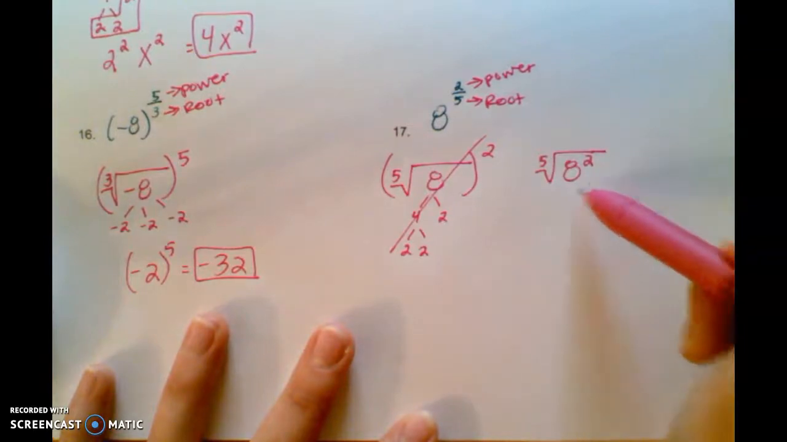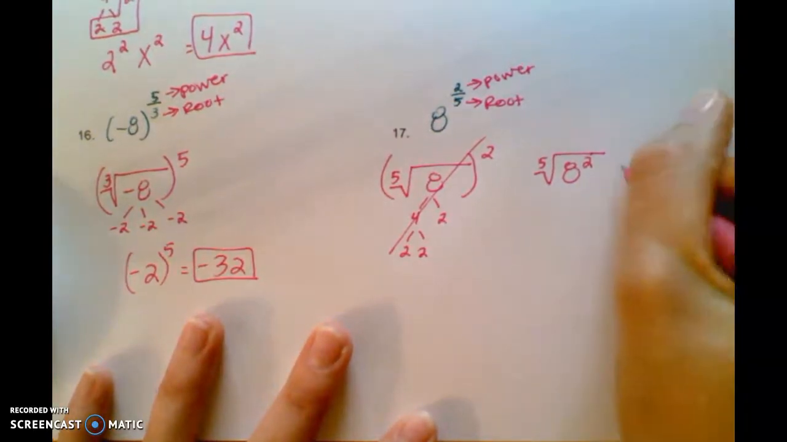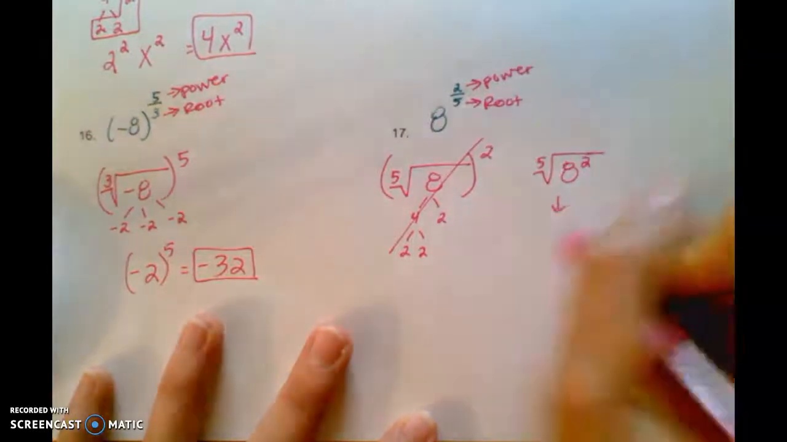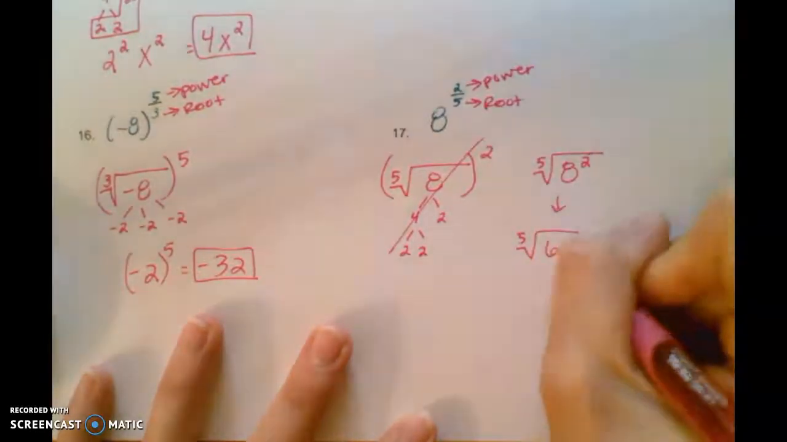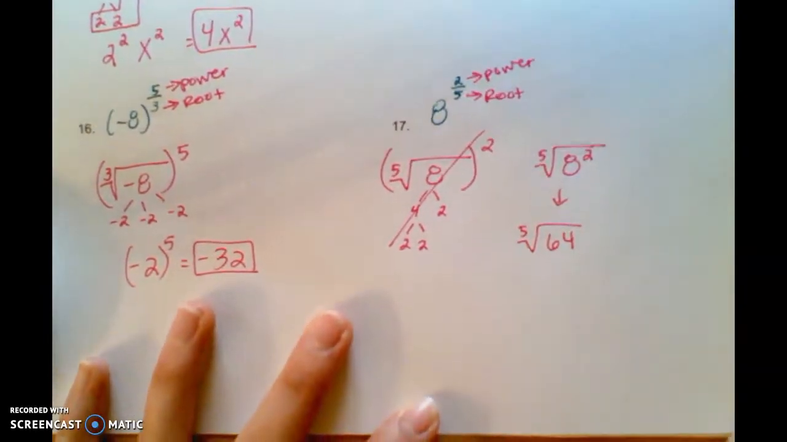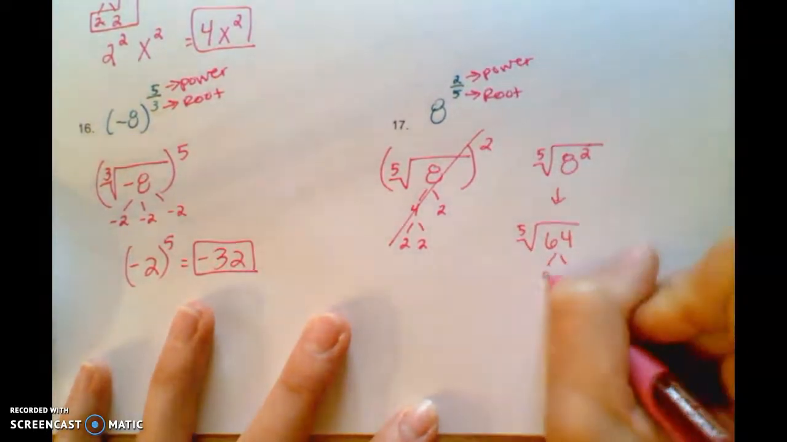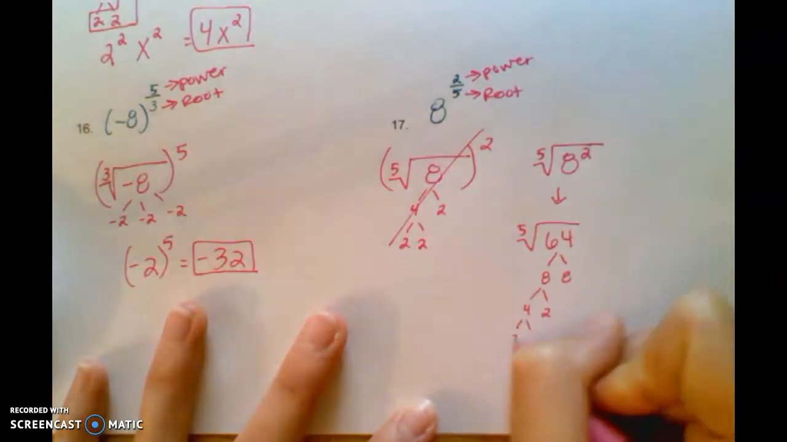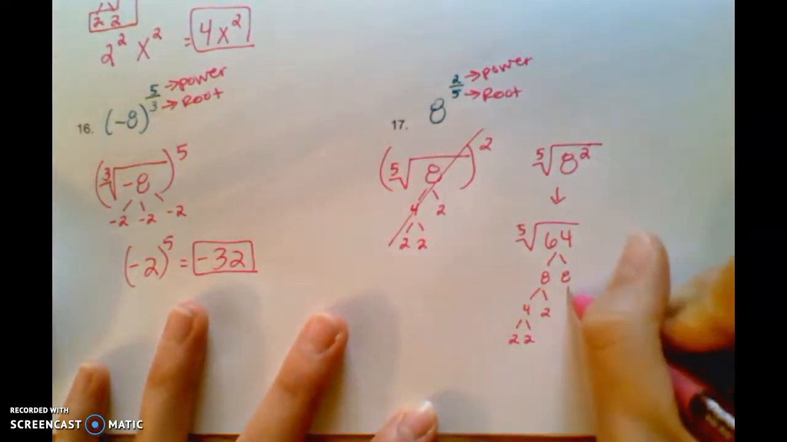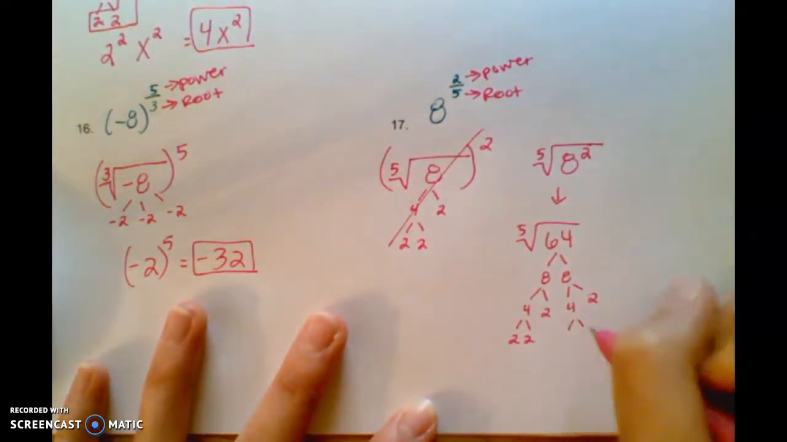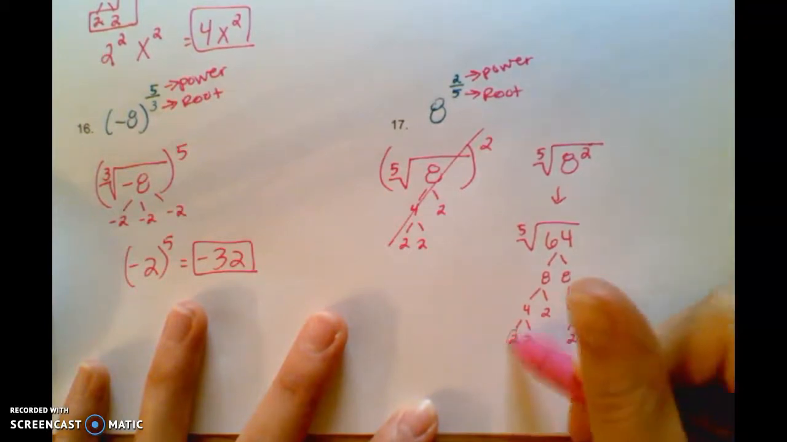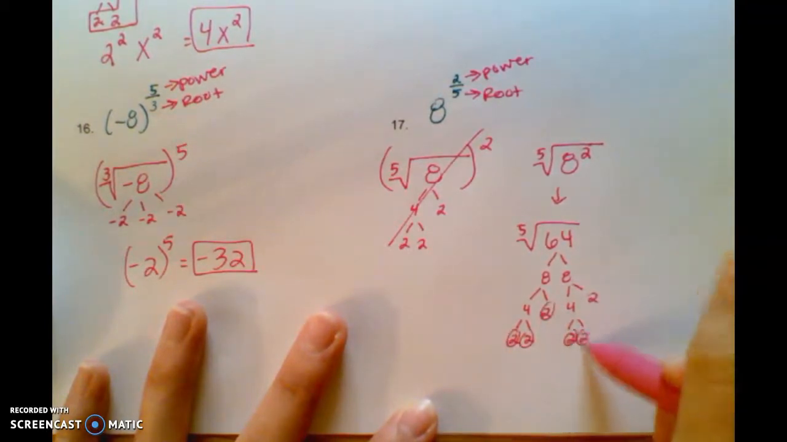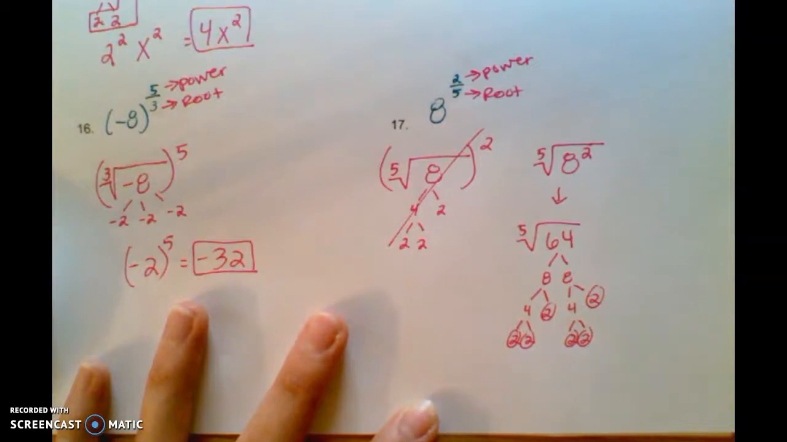Well, what is 8 squared? 8 squared is 64, so that's going to give me the 5th root of 64, and now let's break it down. 64 goes to 8 and 8, 8 goes to 4 and 2, 4 goes to 2 and 2, then this 8 goes to 4 and 2, and that goes to 2 and 2. So we actually have 1, 2, 3, 4, 5, 6 2's here.